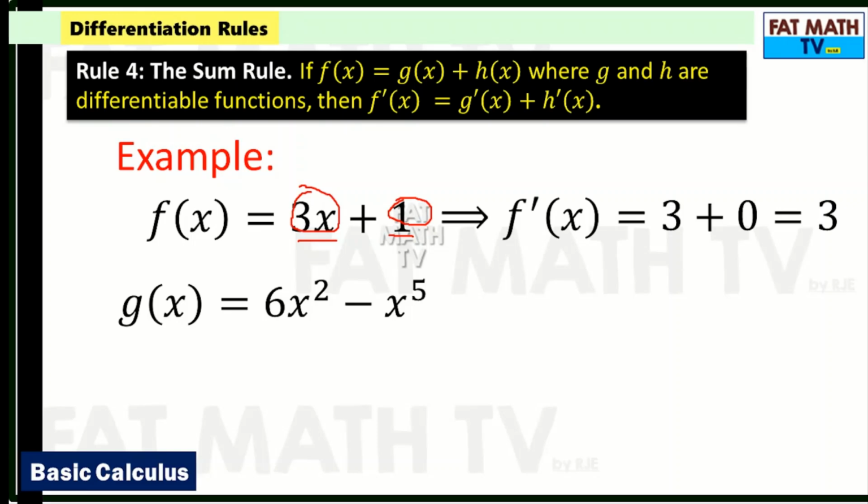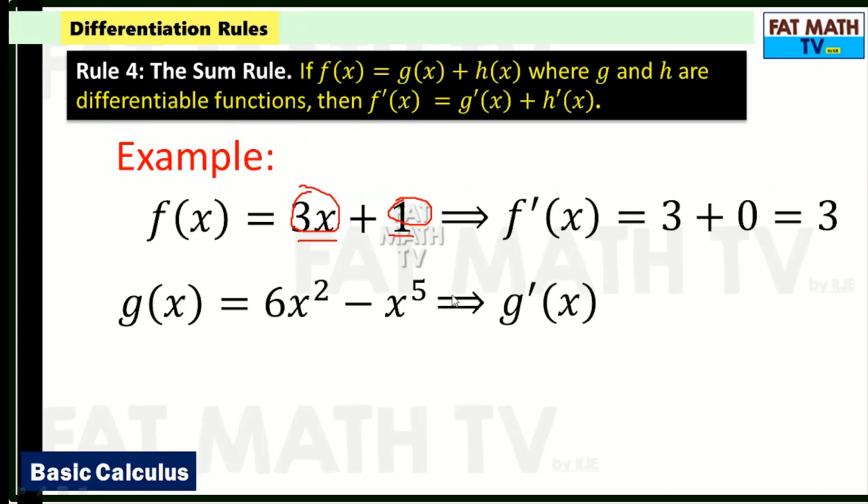How about g of x? g of x equals 6x squared minus x raised to 5, expressed as a difference of 6x squared and x raised to 5, or it can also be interpreted as the sum of 6x squared and negative x raised to 5. So we can apply here the sum rule.